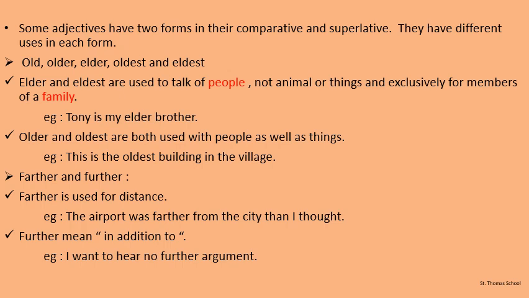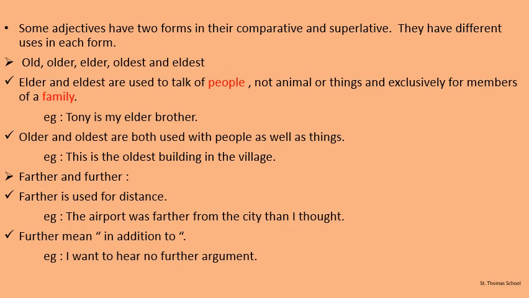The example given here is: This is the oldest building in the village. Here a comparison is done, but no particular person is mentioned. It is a place, that is a building, or a thing. So we are using oldest.